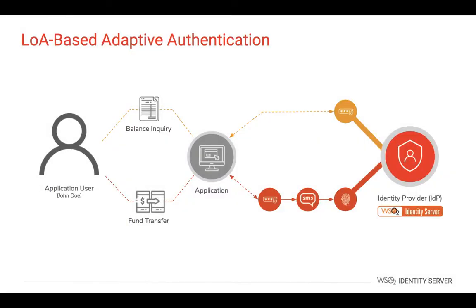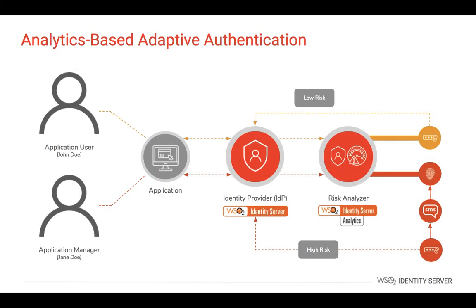In this scenario, the number of authentication steps the user has to experience is determined based on the assurance. For example, if you consider a balance inquiry and a fund transfer, the criticality of a fund transfer is higher when compared to a criticality of a balance inquiry. Therefore, the banks can add additional authentication steps for a fund transfer.